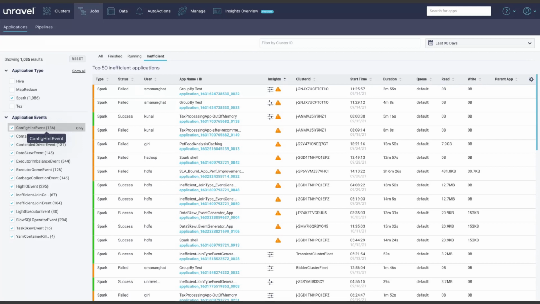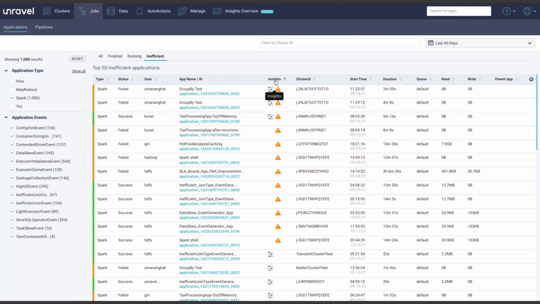So some of the ones that we commonly run into are things like GC events or slow SQL operators or contention drivers. I don't want to say common, but those are some of the ones that we run into most often with inefficient Spark applications. So we can quickly filter to those specific events within Unravel, or we can take a look at the top 50 inefficient Spark events as a whole on this screen right here.